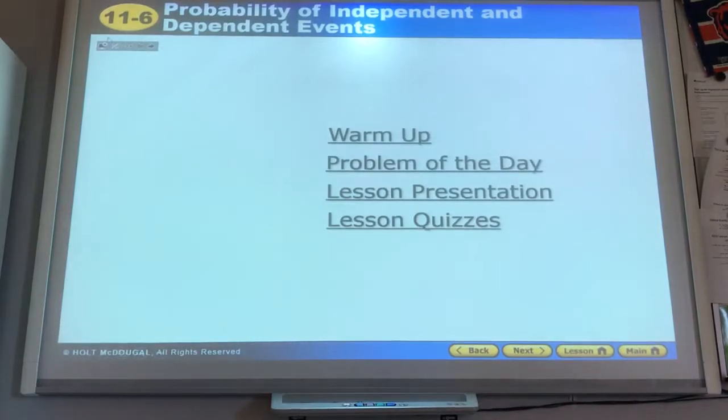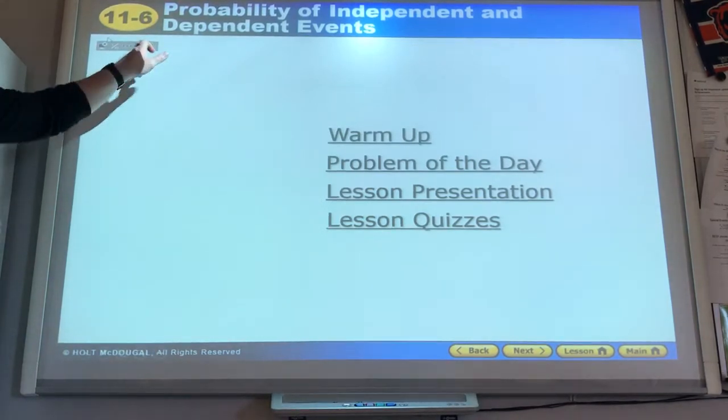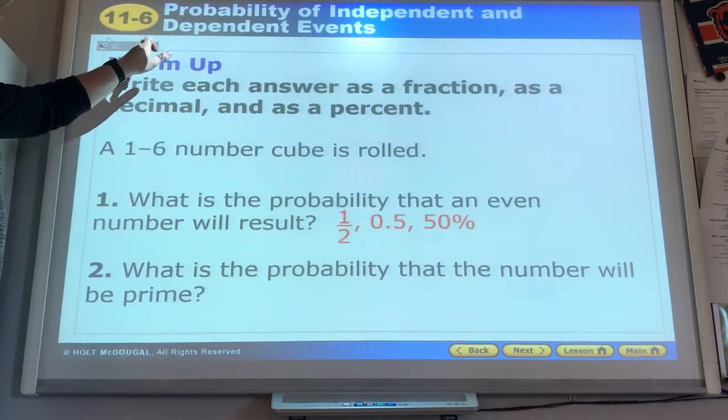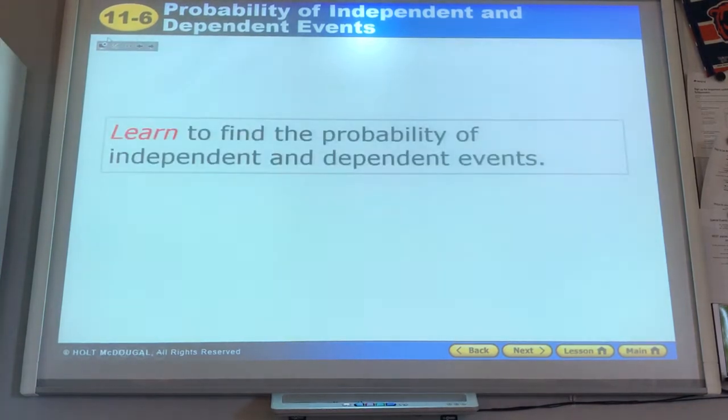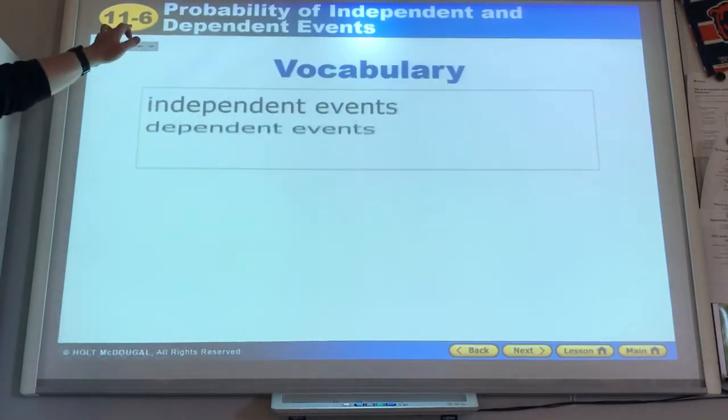All right, guys. 11.6, probability of independent and dependent events. This one is one that I like, and I find a lot of use in it, and it makes a lot of sense to me. Hopefully it will to you after today. Learn to find the probability of independent and dependent events. Last week, one day, we had to tell if these events were dependent on each other or independent. Today, we use that.